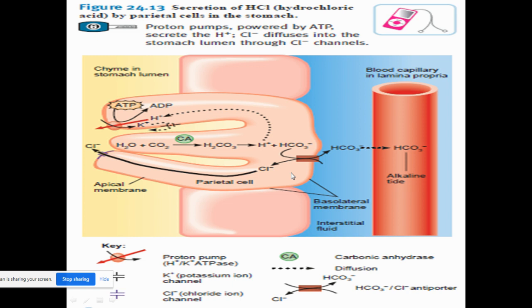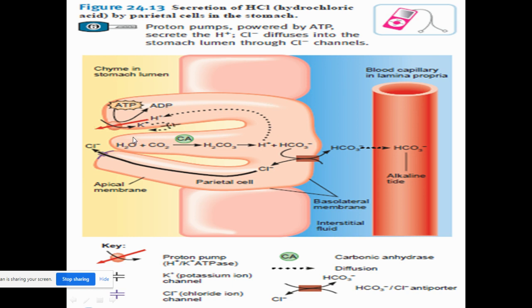So these are the different kinds of transporters. Some are antiporters, some are symporters. Some are just channels which allow the flow of either potassium or chloride. And the dotted lines show diffusion. Now, how is the HCl formed?